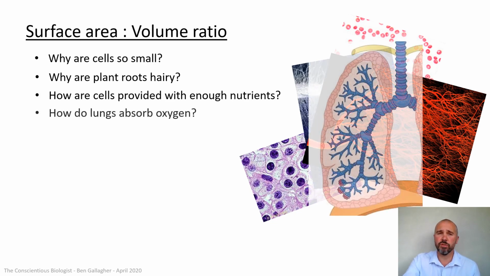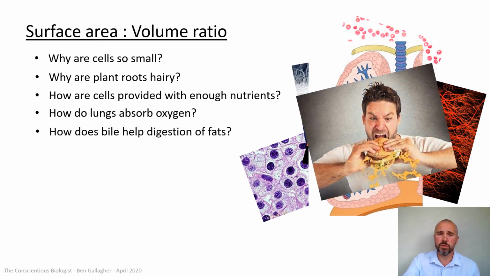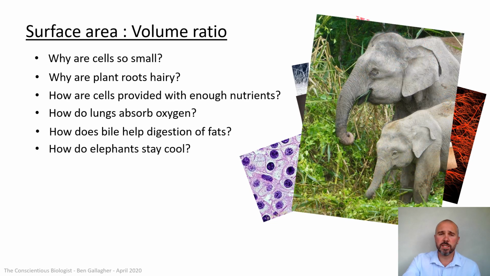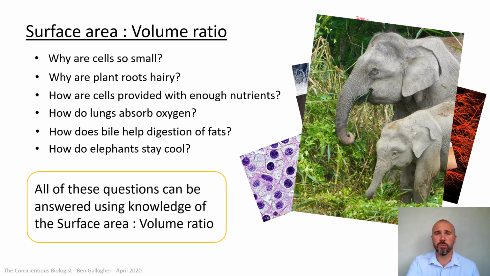Again, surface area to volume ratio. How do lungs absorb oxygen? How does bile help the digestion of fat, something from the digestive system? And lastly, even weirder, how do elephants stay cool? Now you look at all those questions, they're from totally different areas of the course. They don't really relate to one another, but all of them are underpinned by this surface area to volume ratio.